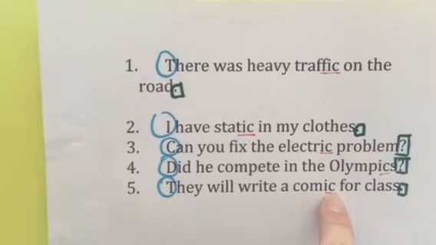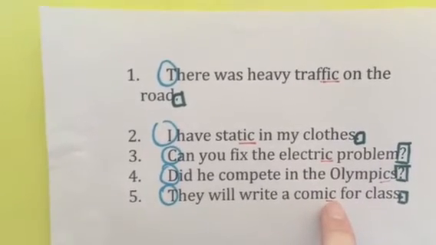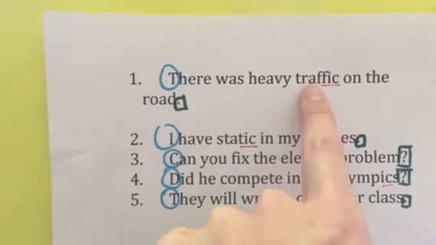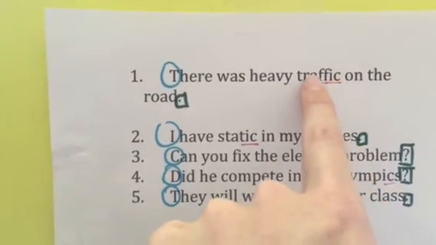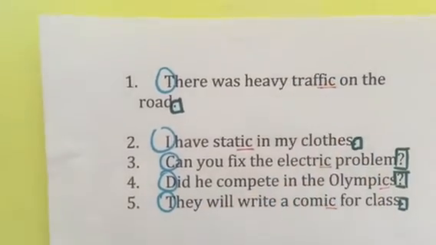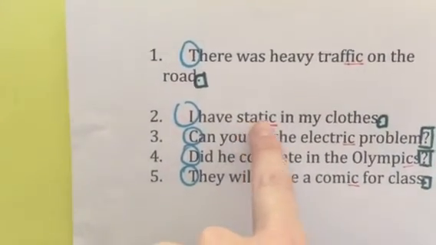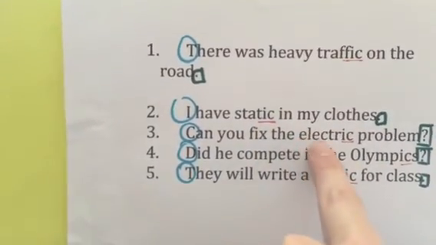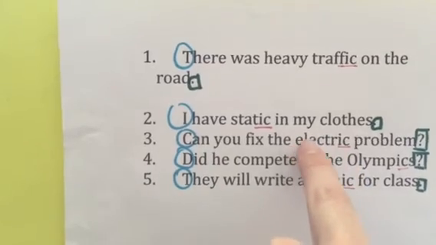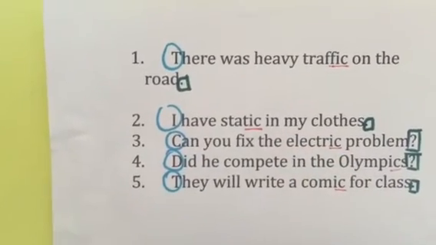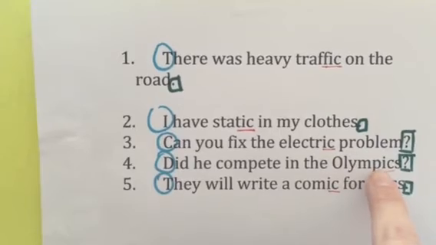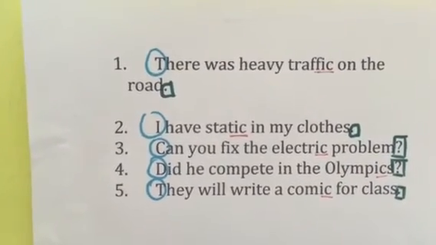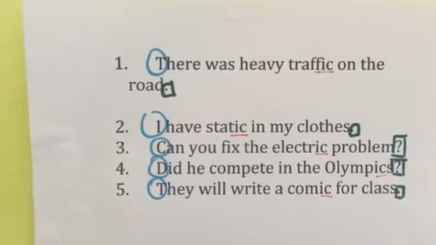And remember, when we're checking for syllables, we can clap them, tap them, snap them, or we can find the vowels. Traffic has 2 vowels, so I have 2 syllables. Static has 2 vowels. Electric has 3 vowels. Olympics has 3 vowels, and comic has 2 vowels. So that helps me to determine how many syllables I have in a word.